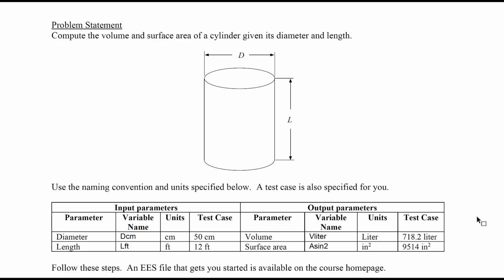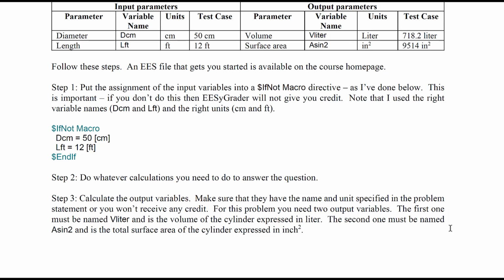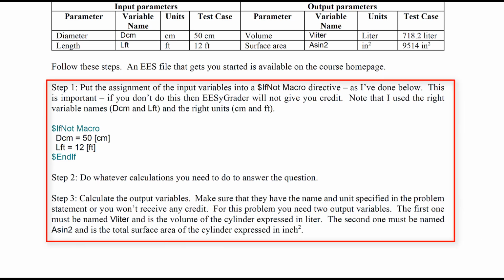It's probably good to reinforce this a few times for a large class, and one way is just to list the steps that should be followed when solving the problem right here in the problem statement. So step 1, enter the inputs in a $IF NOT MACRO directive using the right name and units. Step 2, do whatever calculations you need to do. And step 3 is make sure that when you solve the problem, your solution includes the correct output variables with the correct names and in the correct units. In this case, you need to make sure that you have variables named V liter and ASIN2, and that these are your calculated volume and surface area in the units of liters and inches squared.